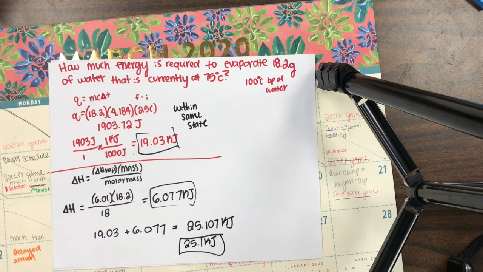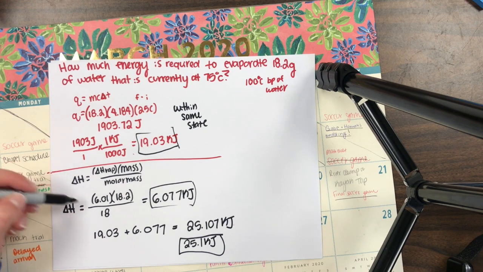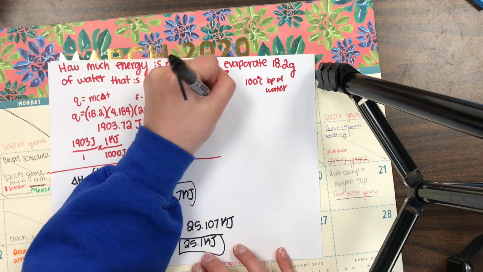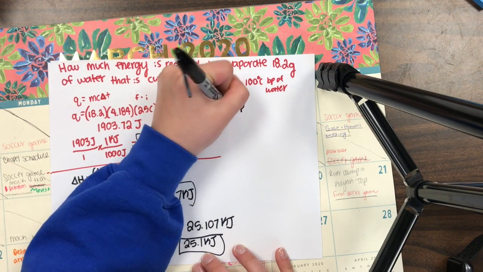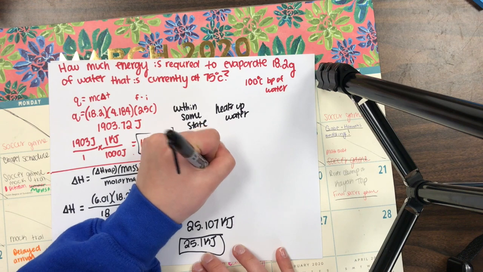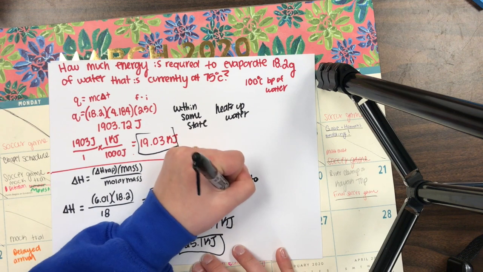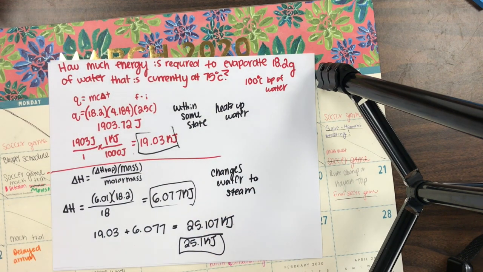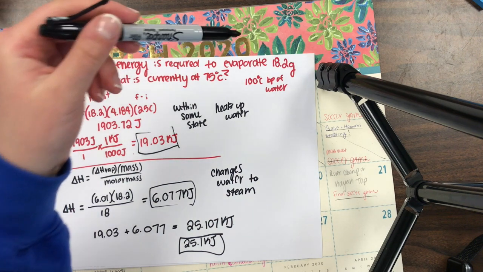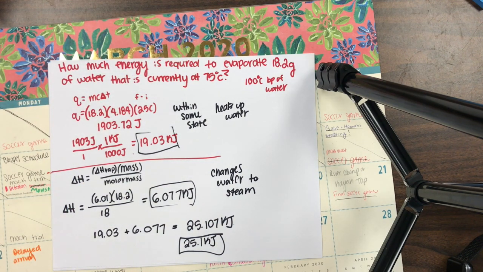So just to review what happened here, I raised the temperature of the liquid to 100 degrees Celsius, to the level that it needed to be at in order to boil. And then after that, I had to break the intermolecular forces, which is why we use delta heat of vaporization for this. So I use my delta heat of vaporization equation to break the intermolecular forces and change it to steam. So this heats up the water. This changes water to steam. So it's all one big process to answer the question, how much energy is required to evaporate that much water? If you have questions about this, let me know.